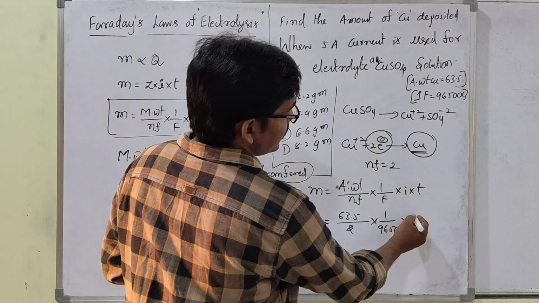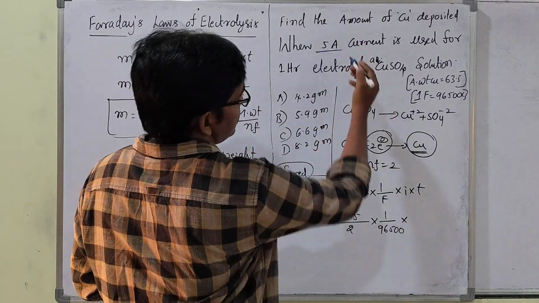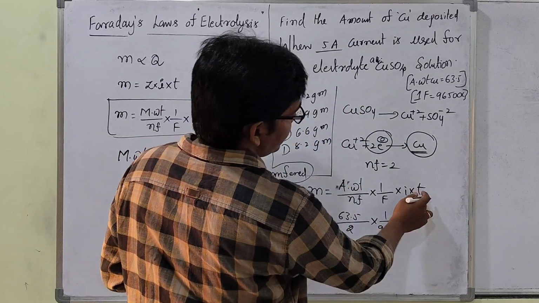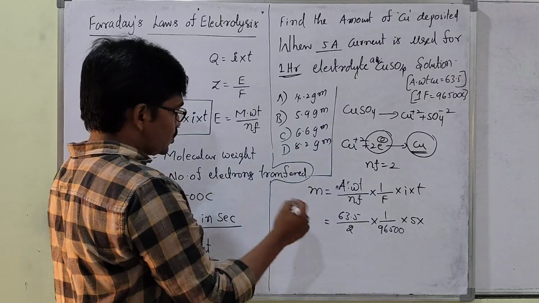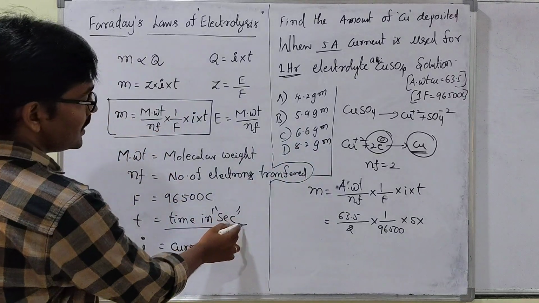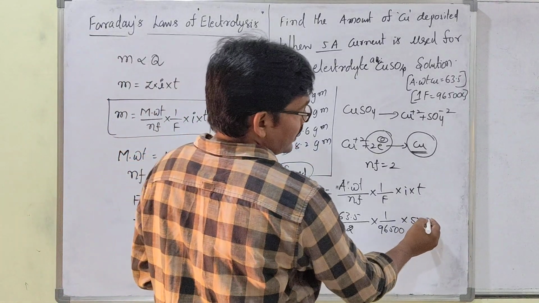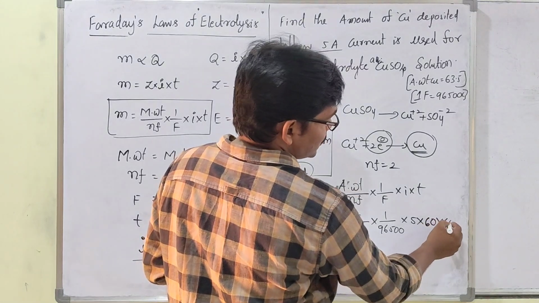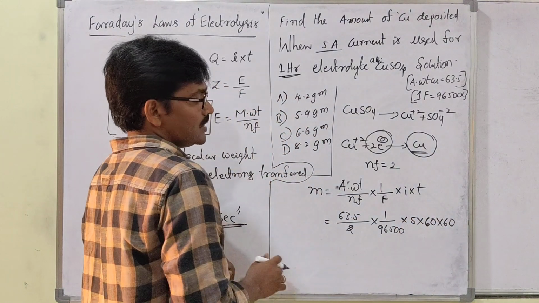Into I. Sir, how much is the I value given? 5 amperes. Then time, 1 hour is given. But I told you that time you have to take in seconds itself. To convert to seconds, 1 hour is 60 minutes, and multiplying again by 60 gives 60 seconds.